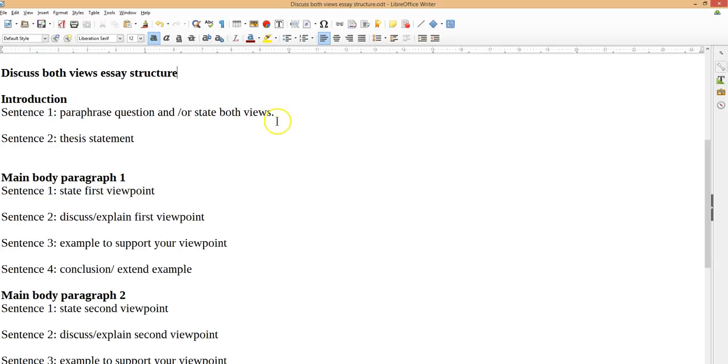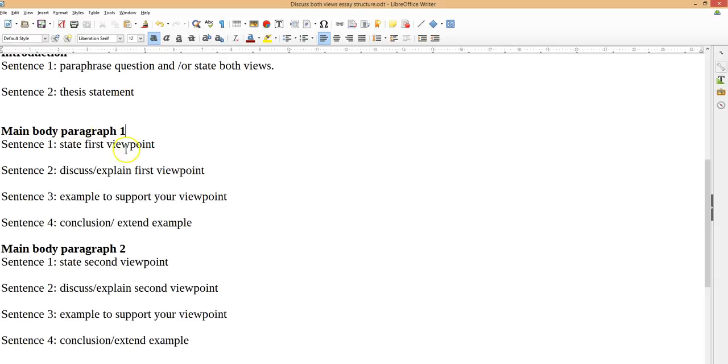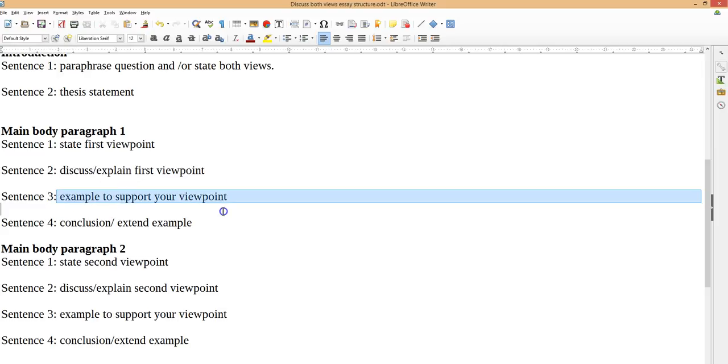So introduction 1, as with all essays, we have to paraphrase the question and or state what the views are. Sentence 2, what are you planning to say? What's your 2 main ideas? Then in your body, you state your viewpoint, discuss it, explain it, think of an example or make up an example, as I've said, because nobody is going to check it. Examiner does not have time to Google your examples and see if they are true or not.